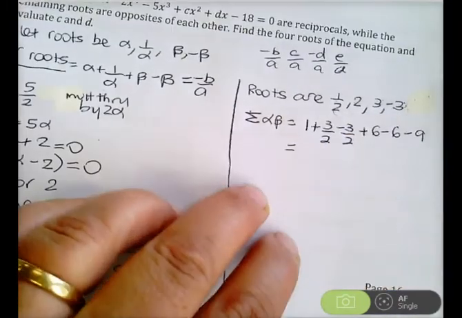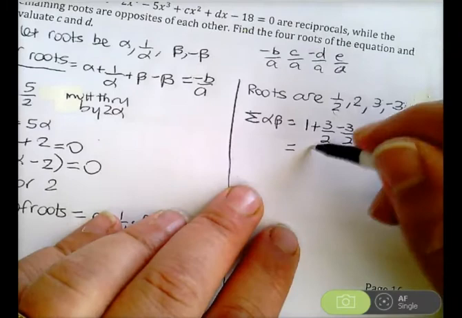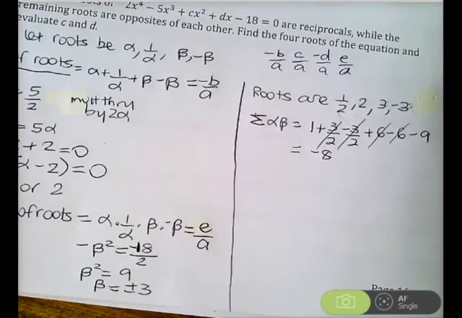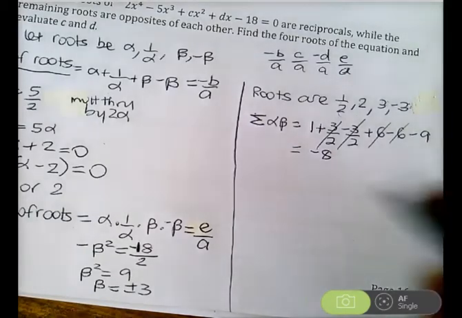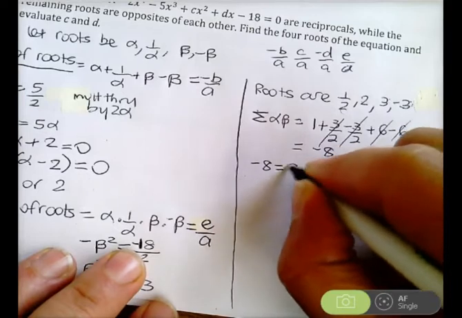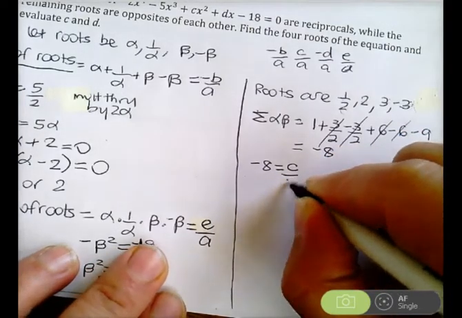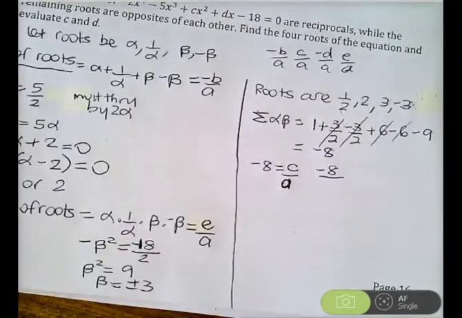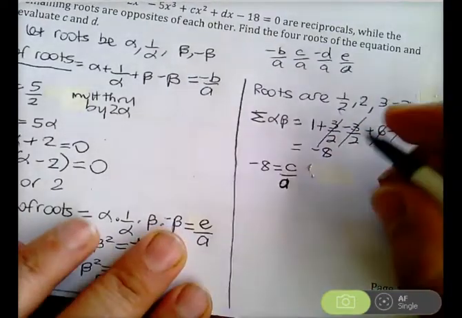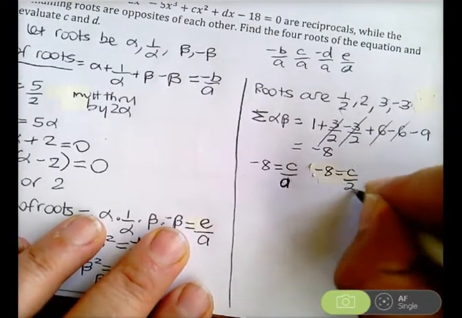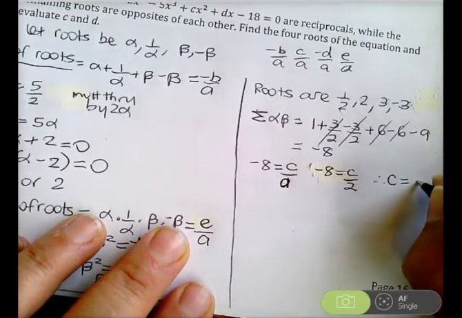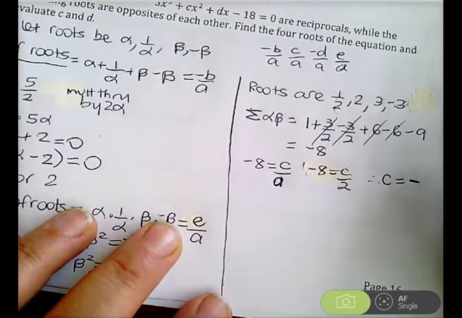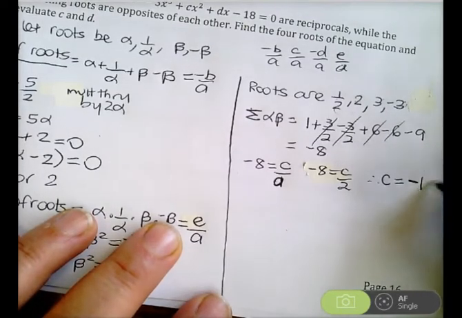So what are my sum of roots? Well, that and that cancel, and that cancel, it's negative 8. But doesn't that equal C on A? So therefore, negative 8 equals C on A, which is C on 2. In other words, negative 8 is C on 2, therefore C is negative 16. Negative 16. Be careful.